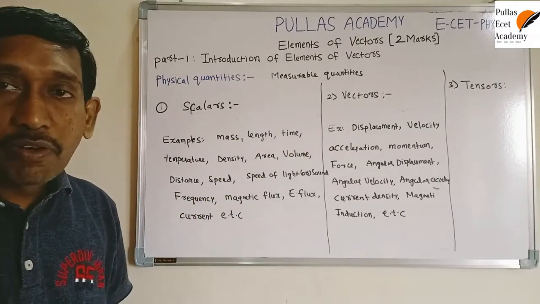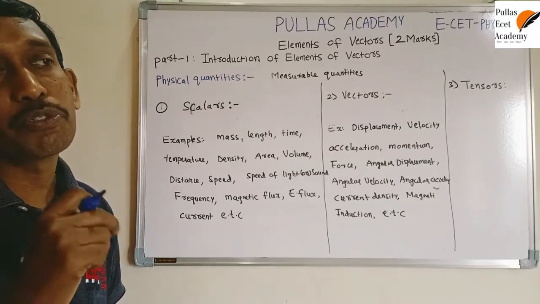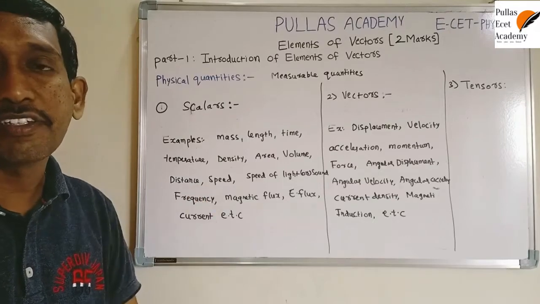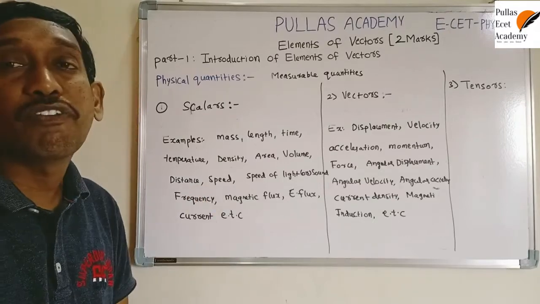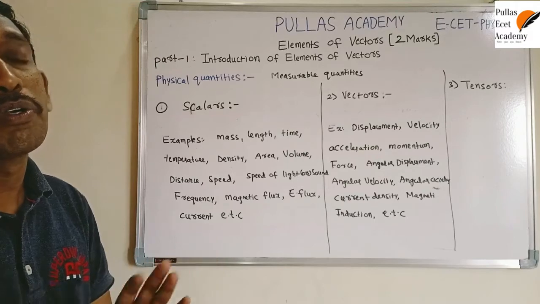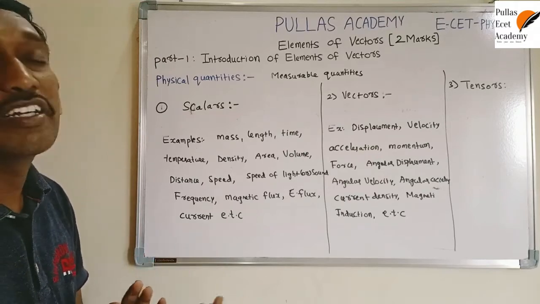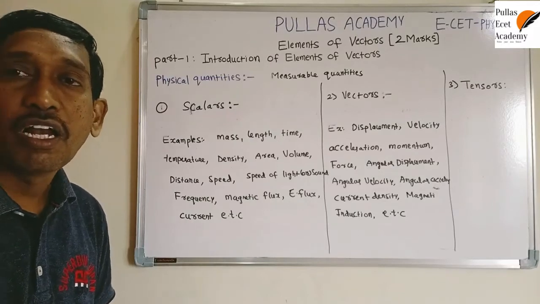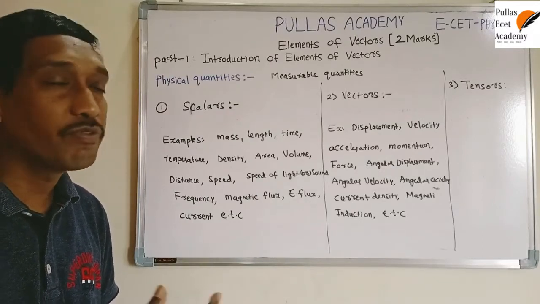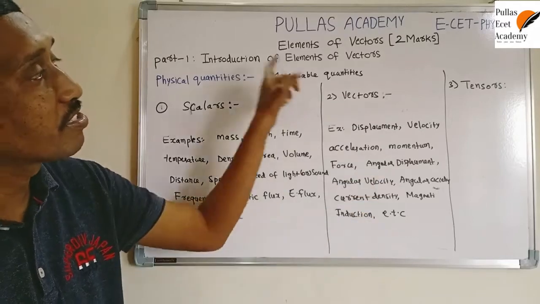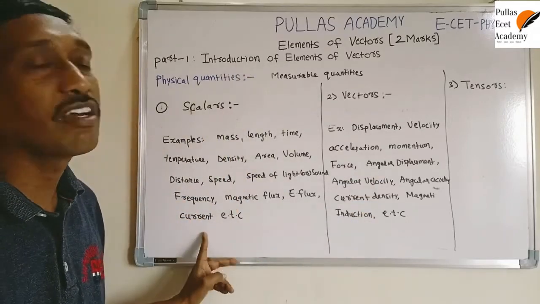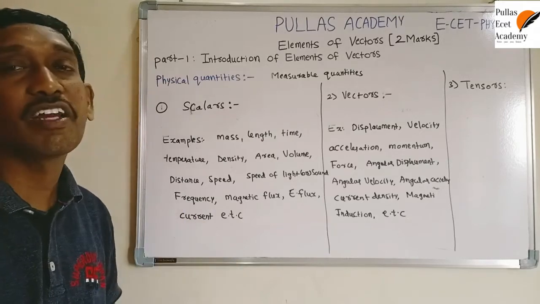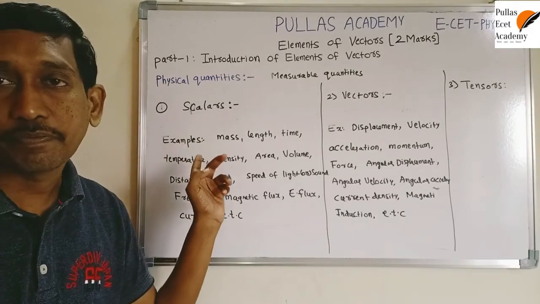Now why? Because at a junction, suppose two currents enter the junction, then it does not follow the laws of vector addition. If you want the resultant current, it does not depend upon the direction. It does not obey the parallelogram law of vectors. We will discuss what the parallelogram law of vectors is in this lesson. So current does not obey the laws of vector addition, that's why it is called a scalar.